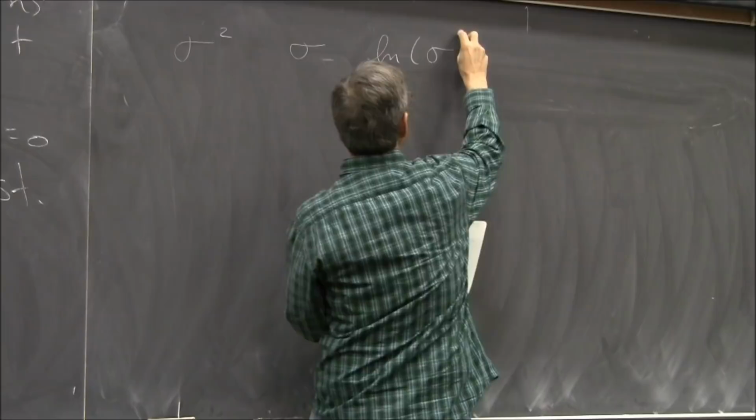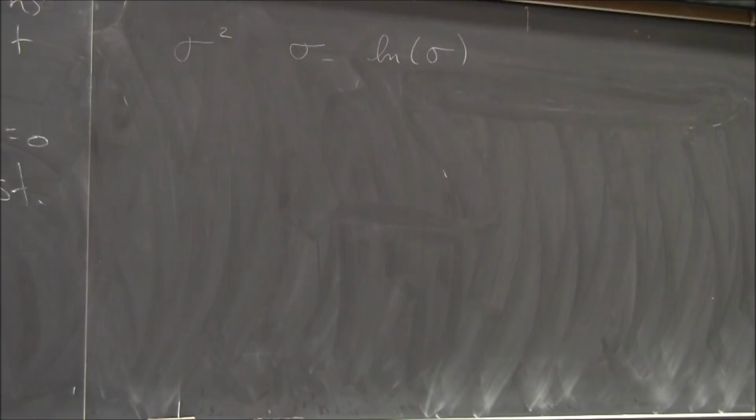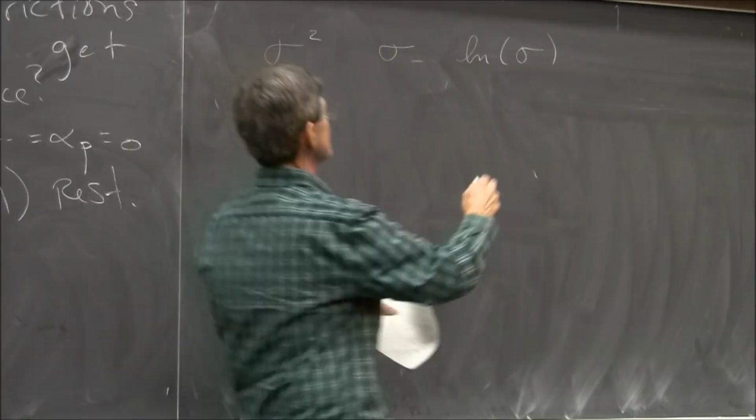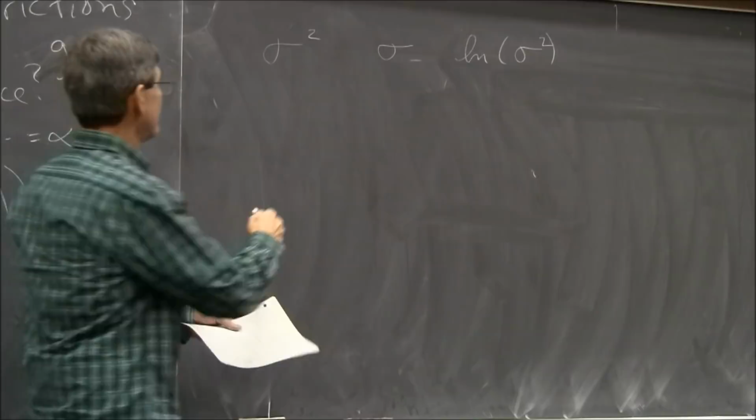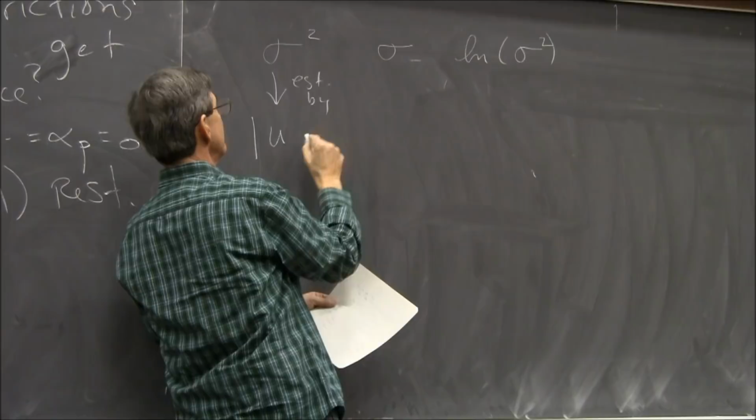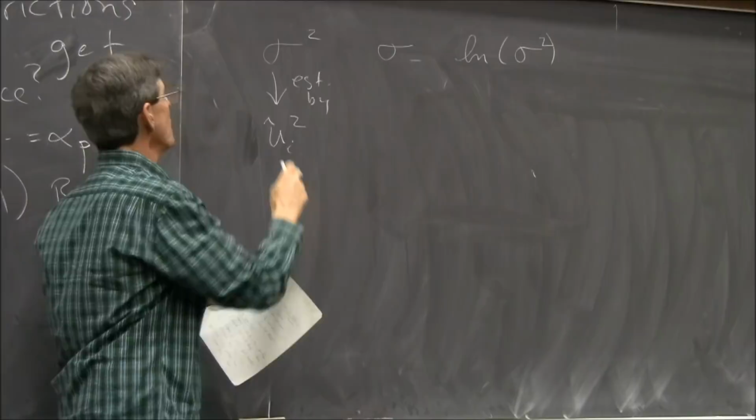Did I write log of sigma or the log of sigma squared when I wrote that down a minute ago? It should be sigma squared. The mistakes of my notes. For this model, we estimate by u hat i squared. So the way we estimate the sigma i squareds is just square the resids. This is just resid squared.